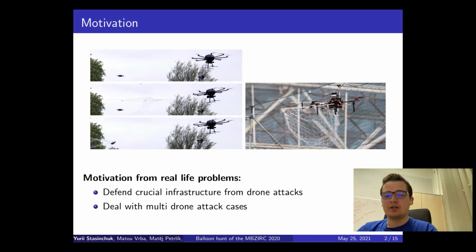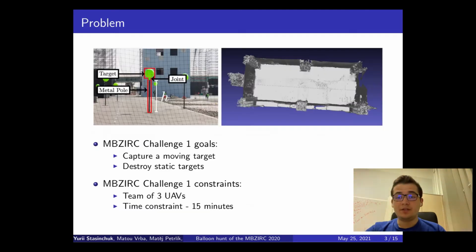So the simplified way is as follows. The Mohamed bin Zayed International Robotics Competition took as a goal to simulate an intruder attack in two ways. The first way: there is a moving target that has a ball connected to it, and the UAV should capture this ball. The second task, which this work is about, is dealing with multiple intruders, scheduling and making a strategy for how to deal with multiple intruder attacks.